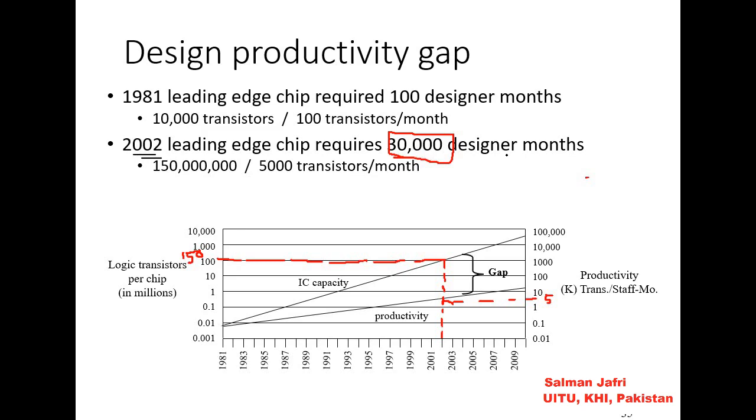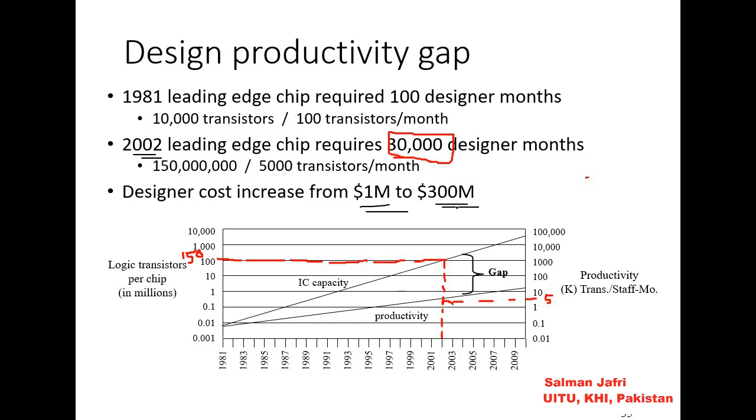Now we can also calculate the cost of production, right? If one designer month costs $10,000, we can do the calculations for 1981 and 2002. Please do the calculations. Now when we do the calculations, in 1981 the cost comes out to be $1 million, while the cost in 2002 comes out to be $300 million. See the dramatic increase in the cost. This cost is increasing because this gap is increasing.